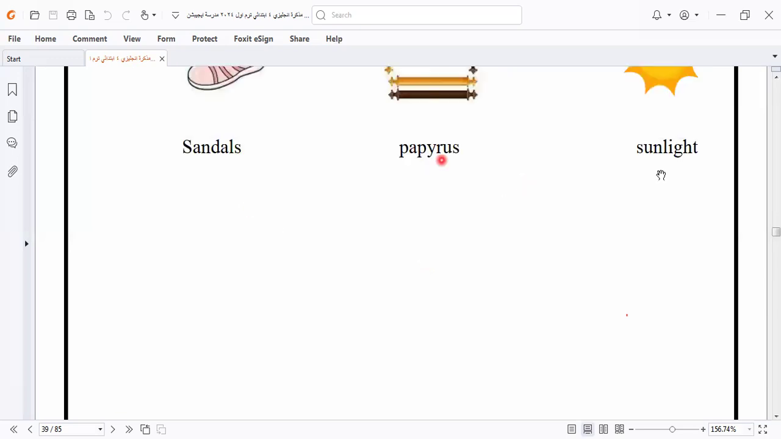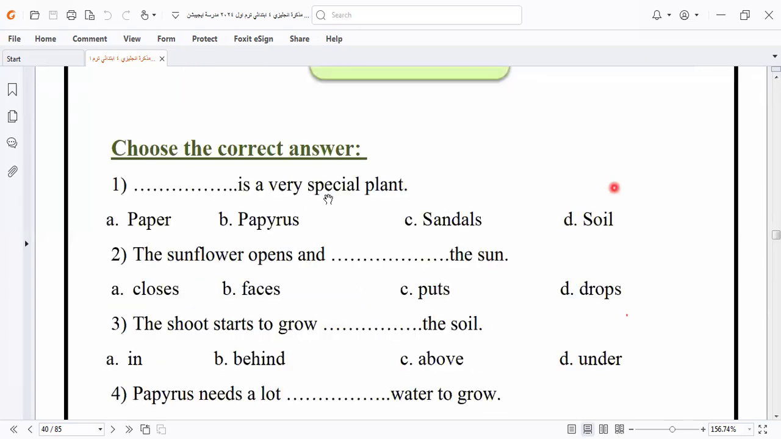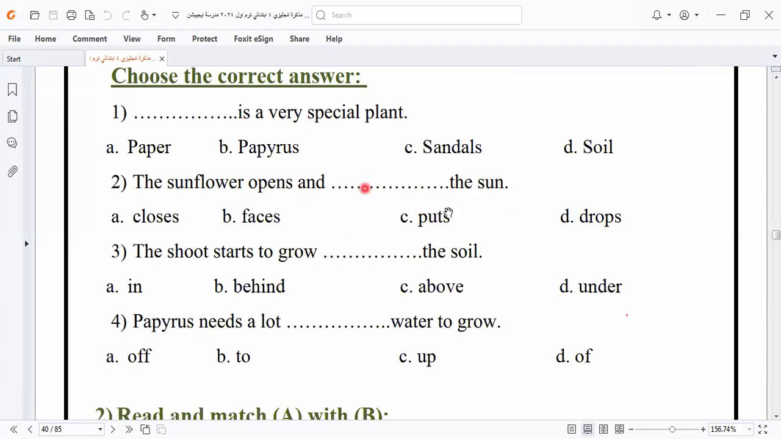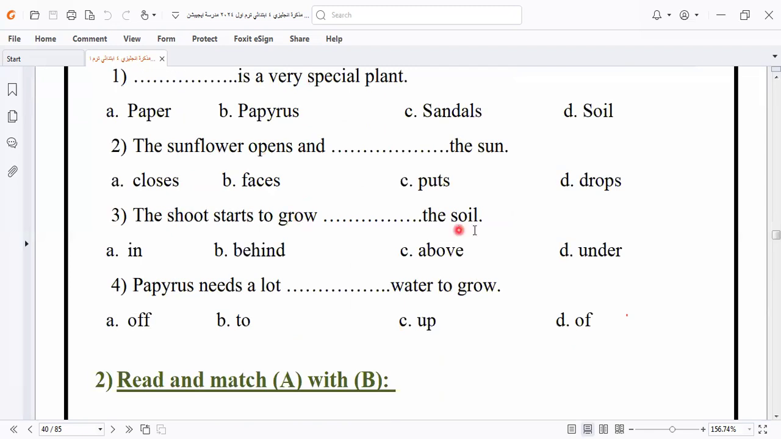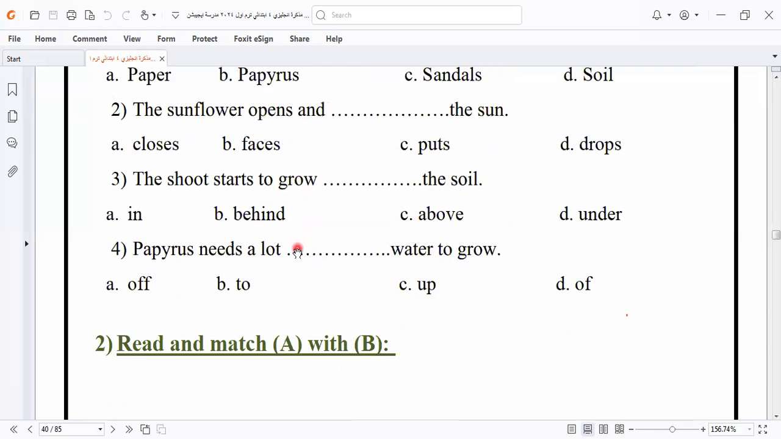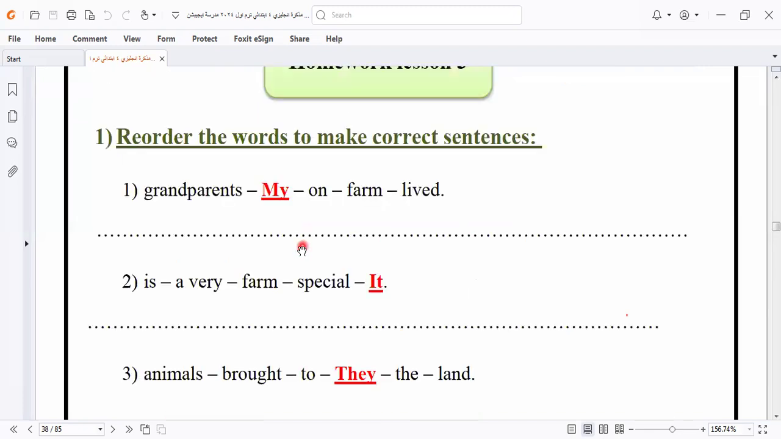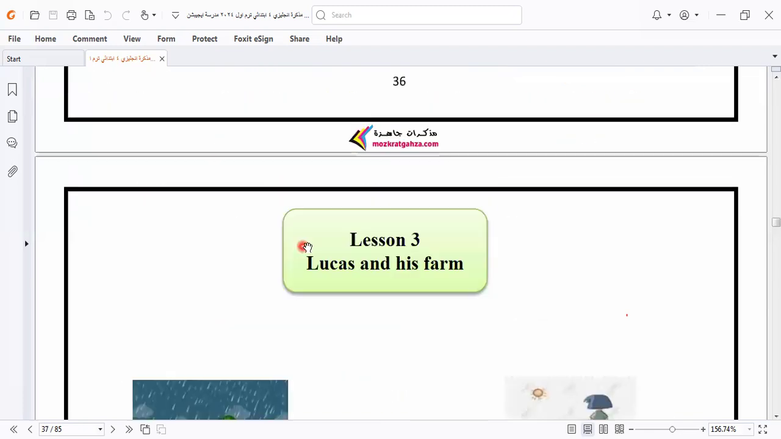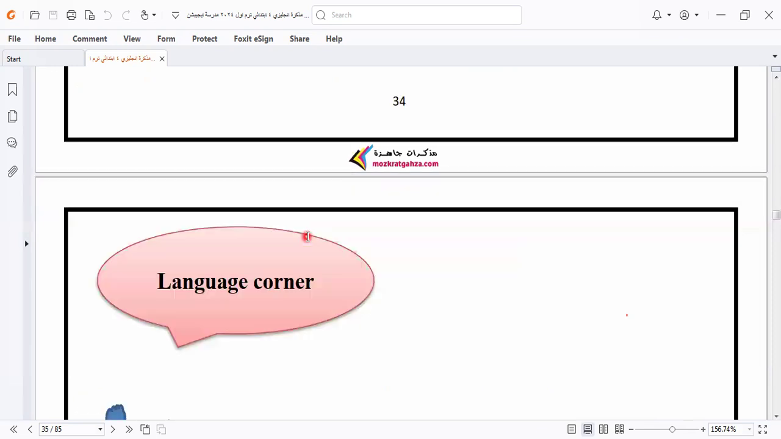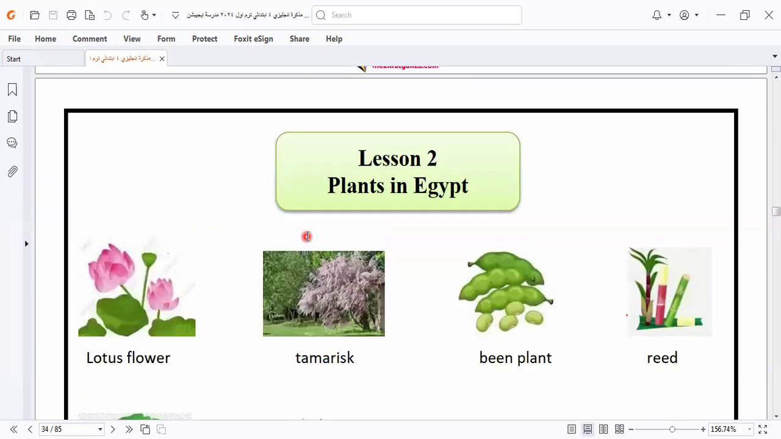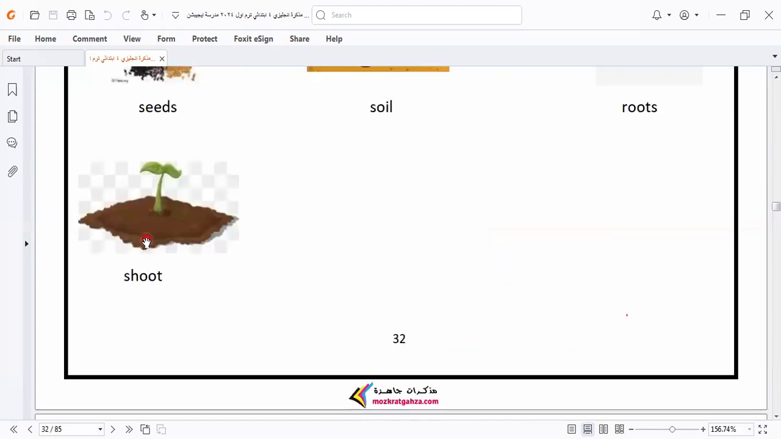papyrus, and sunlight. Papyrus is a special plant. Which one is a special plant? Papyrus. The sunflower opens and faces the sun. The shoot starts to grow above the soil. Like this. As we told you, the shoot is above the soil, not under the soil. I will go to the picture and show you. Above the soil. It is above, not under. It's above.